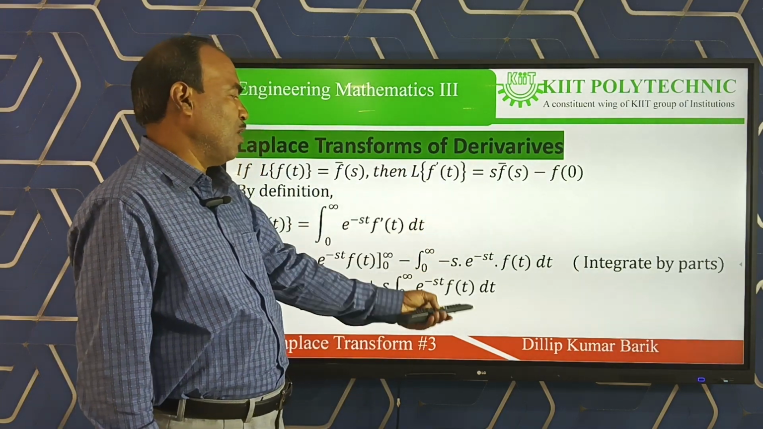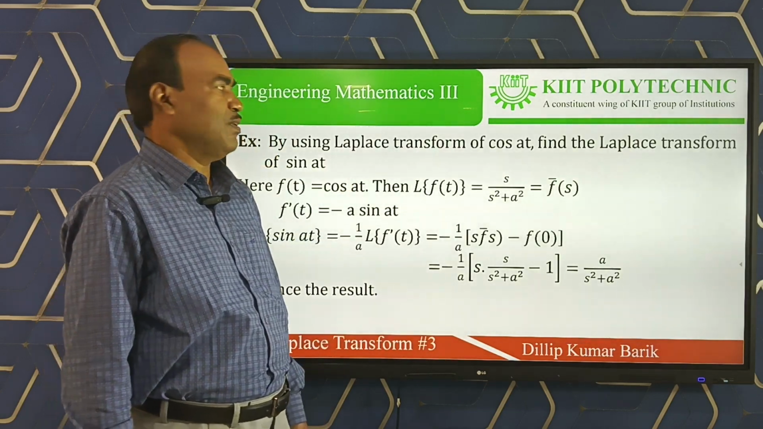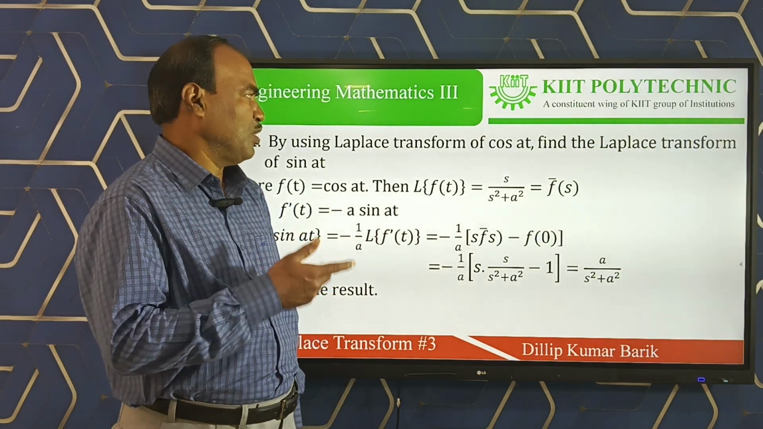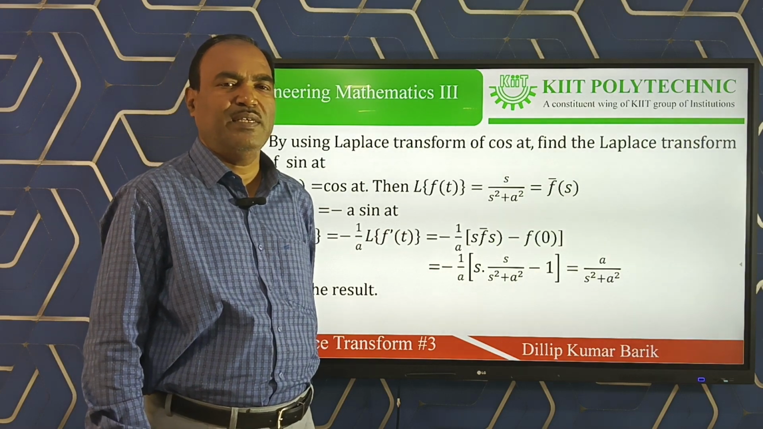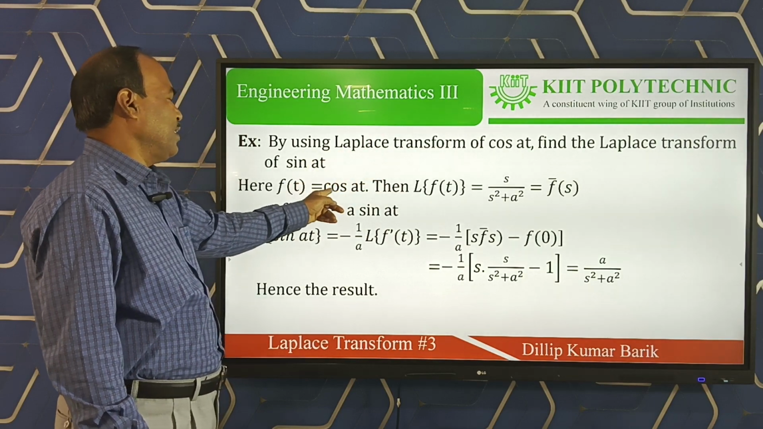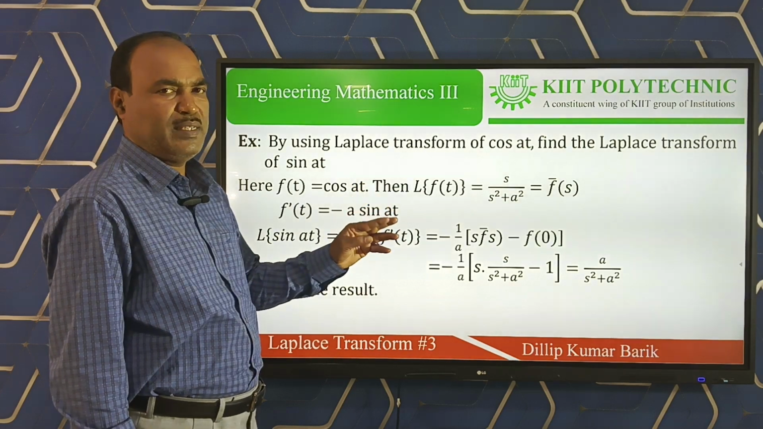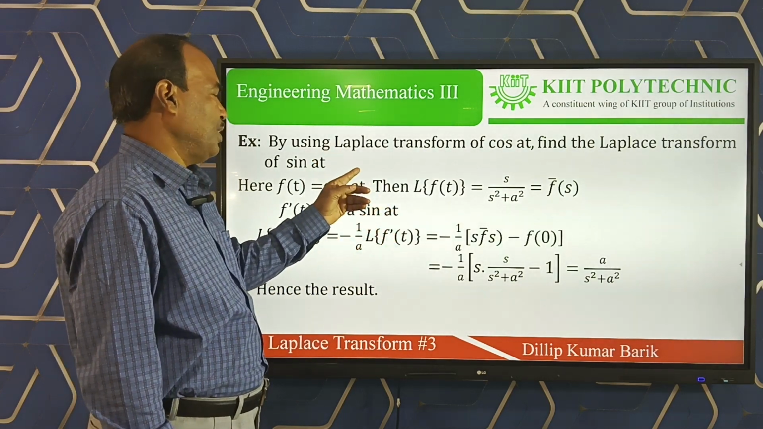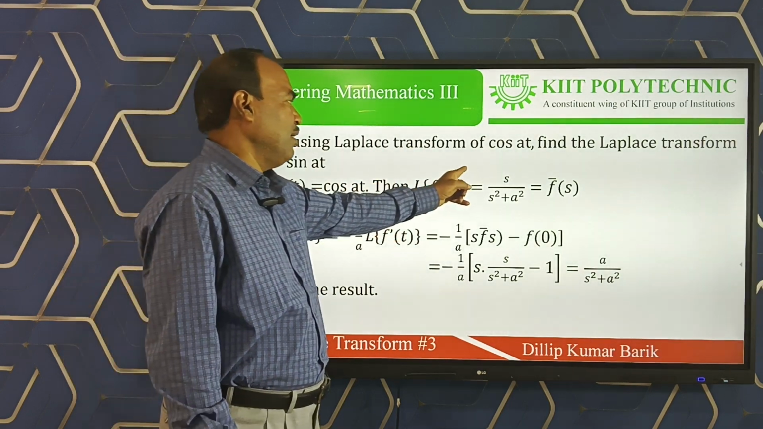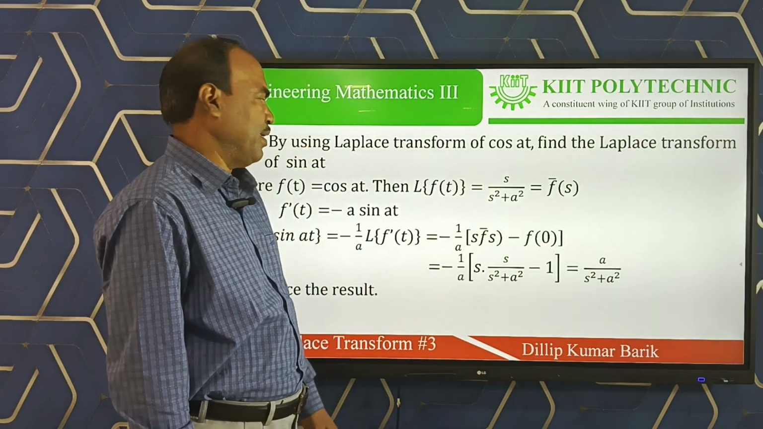Let us apply this formula in a question. Find the Laplace transform of sin at when the Laplace of cos at is given. We can change the question also. Find Laplace of sin at when cos at Laplace is also given. So here the function is cos at, that means f(t) is equal to cos at. We have to find the Laplace of sin at using the Laplace of cos at. Then what is the Laplace of f(t)? Means cos at Laplace by formula is s by s square plus a square. Clearly this one is the function of s, or F bar(s).